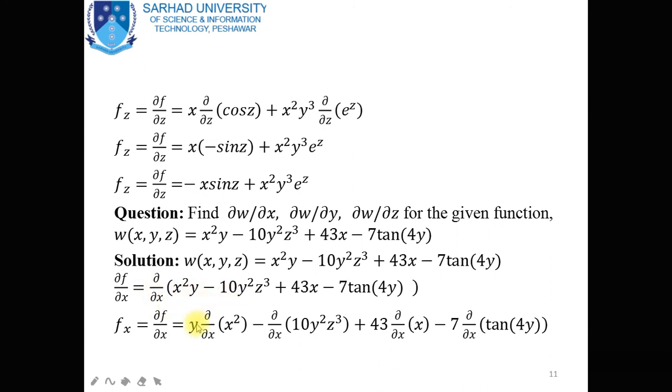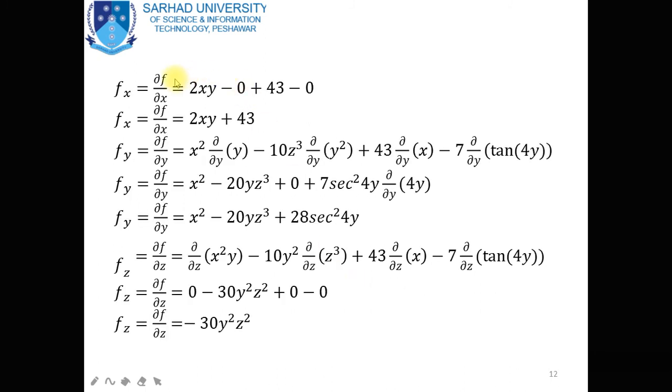With respect to x, y will be treated as a constant, so the derivative of the first term will be 2xy. The second term is a whole constant, so its derivative with respect to x will be 0, and the derivative of the next term with respect to x will be 43, and the derivative of the last term will also be 0 because there is no term of x. So you see over here, the derivative of the function with respect to x is equal to 2xy minus 0 plus 43 minus 0. So we obtain 2xy plus 43.